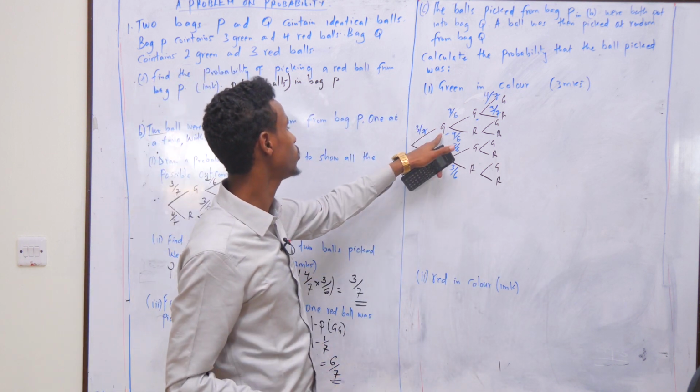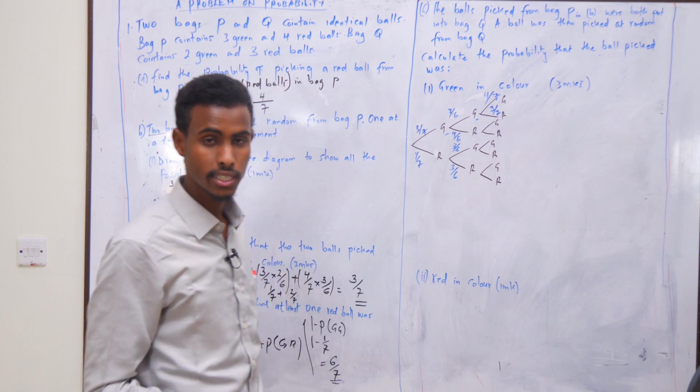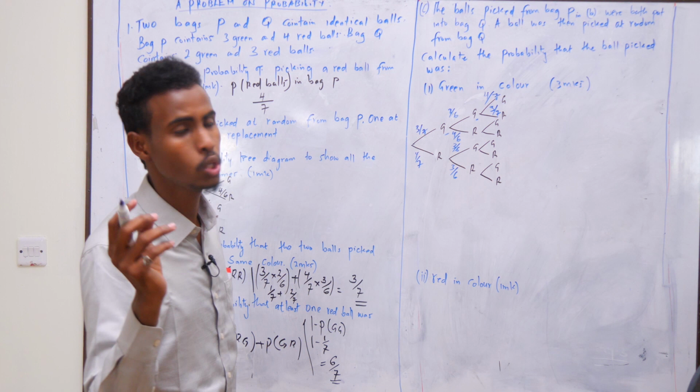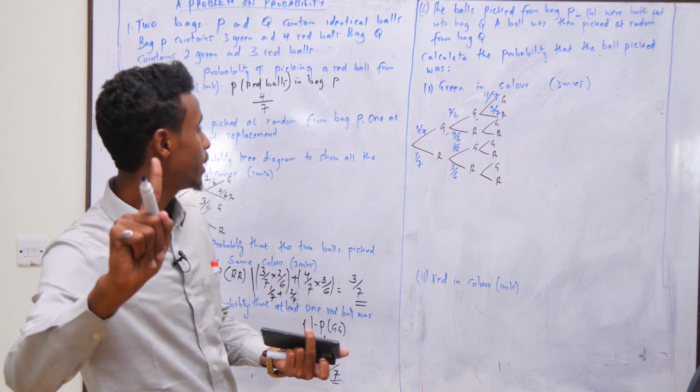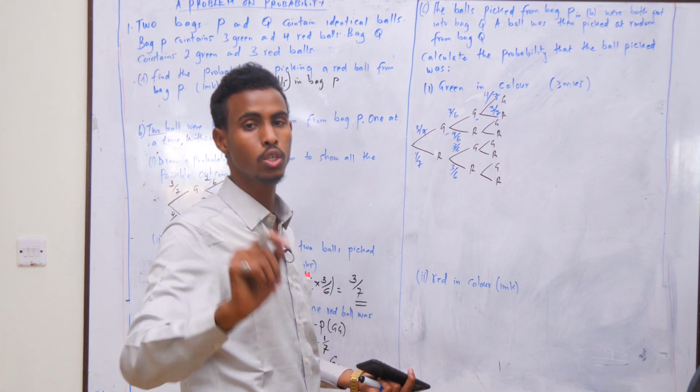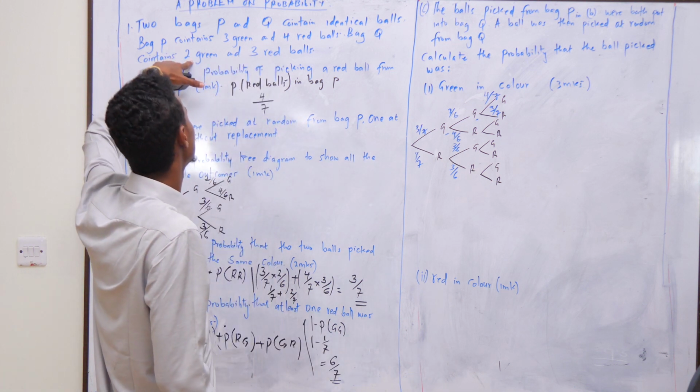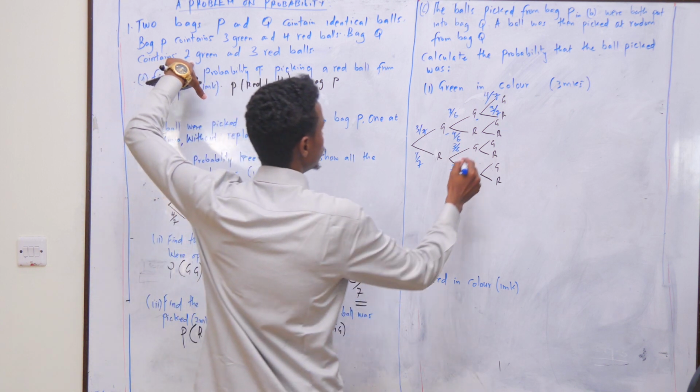We have green ball was picked. Red ball was picked. Right. Now we have in the back of bag Q there's an addition of 1 green ball. Also in bag Q we have addition of 1 red ball. Now initially the green ball was 2. Now there will be 3.